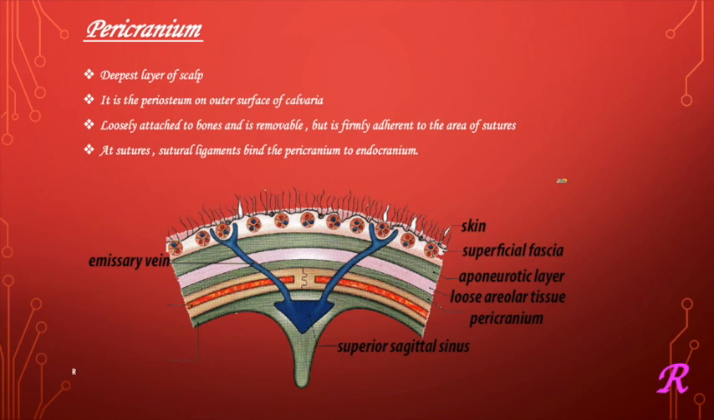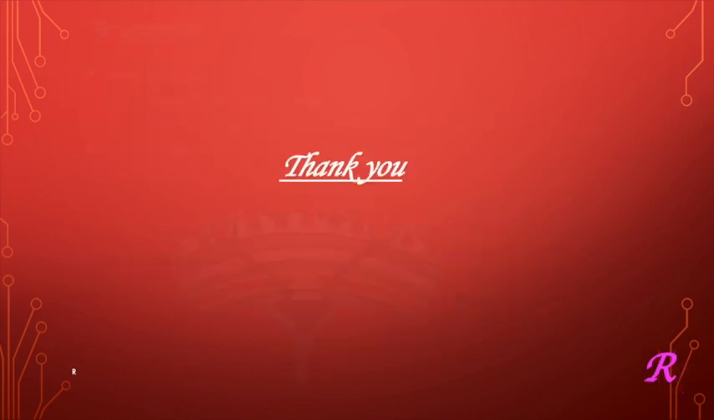Pericranium is very loosely attached, but in some areas, that is at the area of sutures, it is very firmly adherent and it cannot be removed at these areas. At the area of sutures, the pericranium is bound to the endocranium using sutural ligaments. It is due to this binding that in these areas it is unable to be removed. By this we have finished with our definition, boundaries and the layers of scalp.